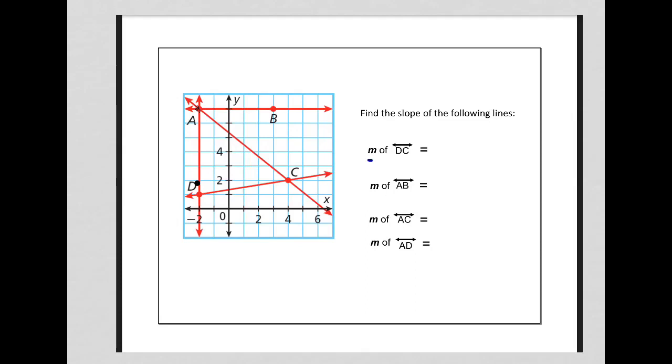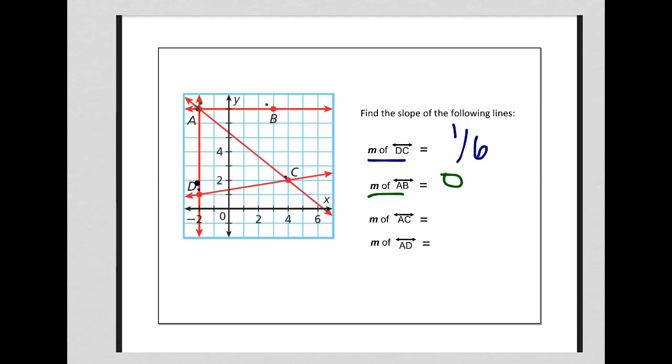So looking at the slope of DC, I'm looking from here to here, D to C. So I'm taking my coordinate D as my x1, y1, and my coordinate C is my x2, y2. And I should end up with 1 over 6. Okay. Next, for my slope of AB, I'm going from A to B. You should just be able to see that. You don't need to use your slope formula here, and just see that your slope is 0.